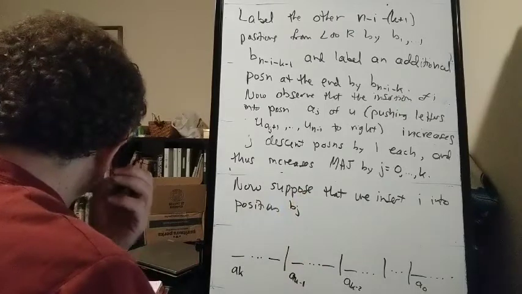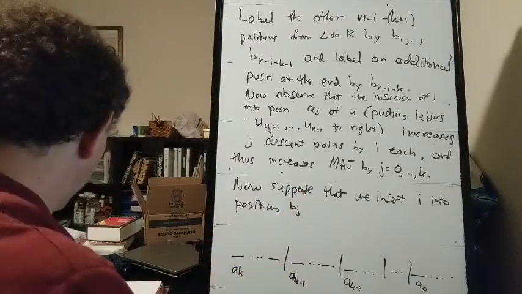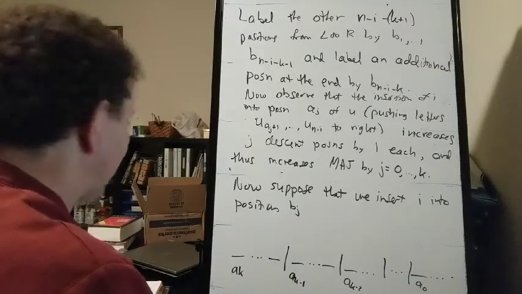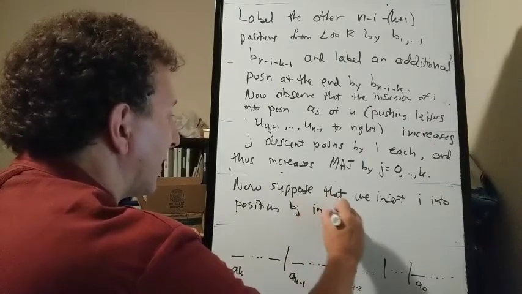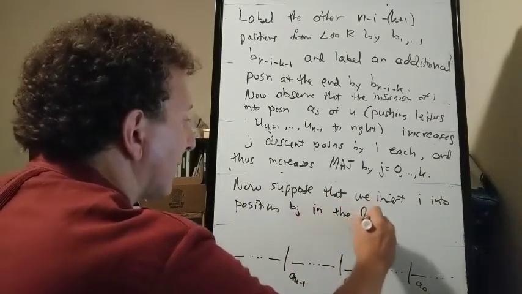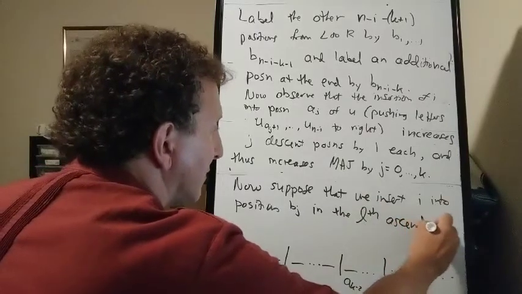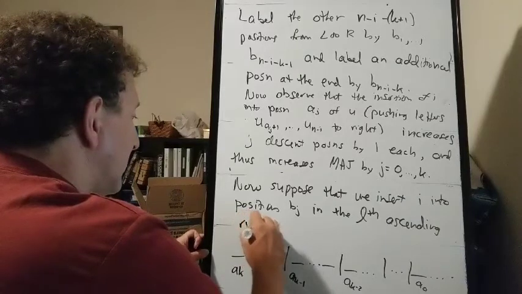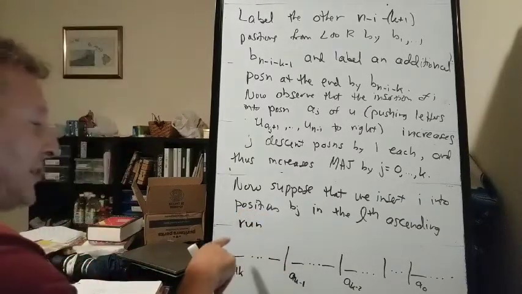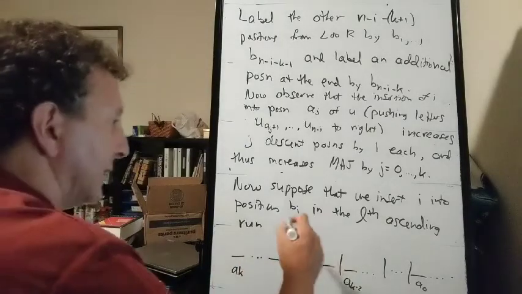bj, and let's say which of these ascending runs that belongs to. So let's say that belongs to the nth ascending run. And by nth, I mean starting with 1 on the left. So this is 1, 2, 3.